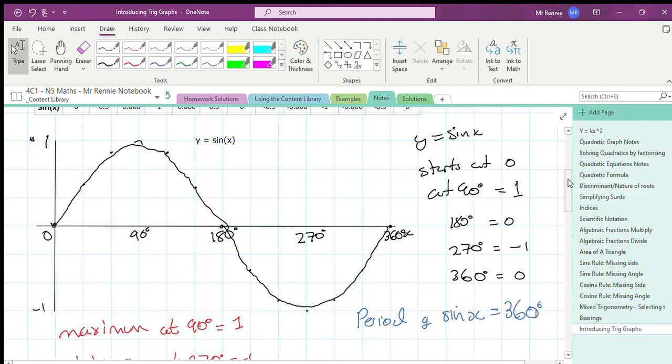So that's what the sine graph is. That is how we plot it. Once you've got that plotted down in your notes, you understand that a sine graph has that look about it, where it starts at 0 and goes up.